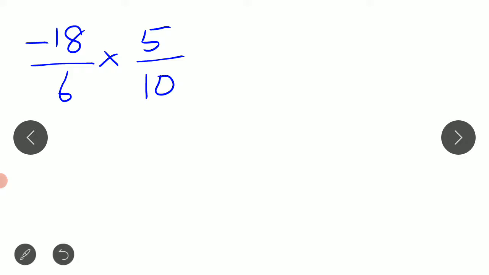Let's see some more examples. Minus 18 by 6 multiplied by 5 by 10. So as usual, first multiply the sign. Here minus and here plus is hiding. So minus into plus is minus. We will have minus only in the answer.